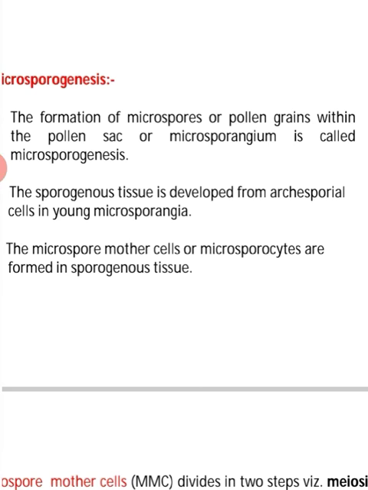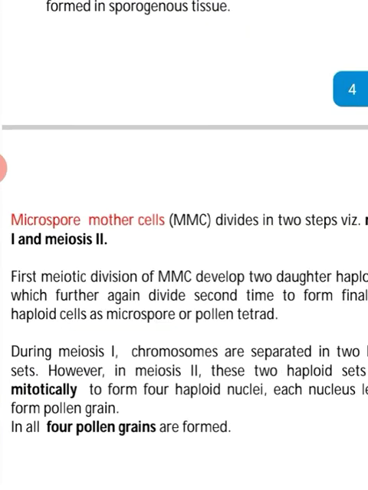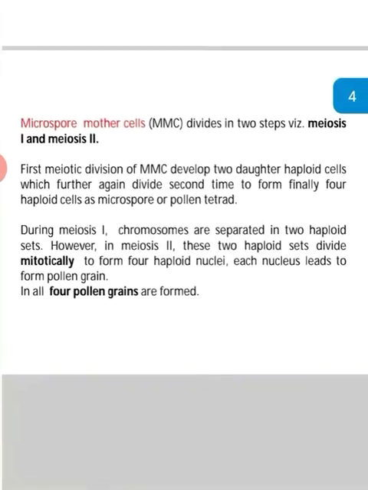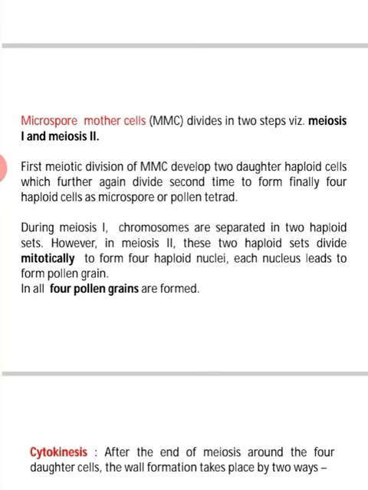The sporogenous tissue is developed from archesporial cells in young microsporangia. The microspore mother cells or microsporocytes are formed in a sporogenous tissue. Microspore mother cell divides in two steps, that is meiosis I and meiosis II.